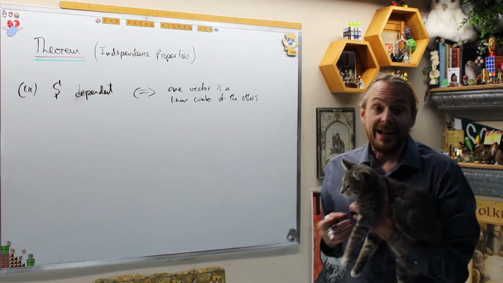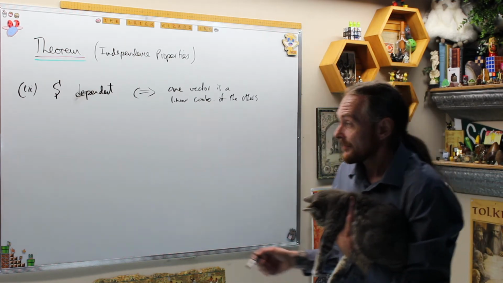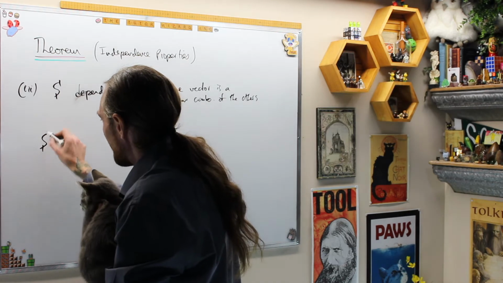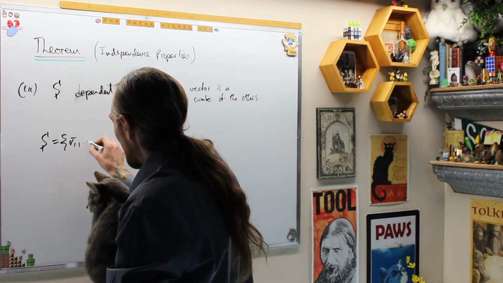So if S is dependent, what does that mean? Well, S, first of all, was some set of vectors v1 to vk, say.